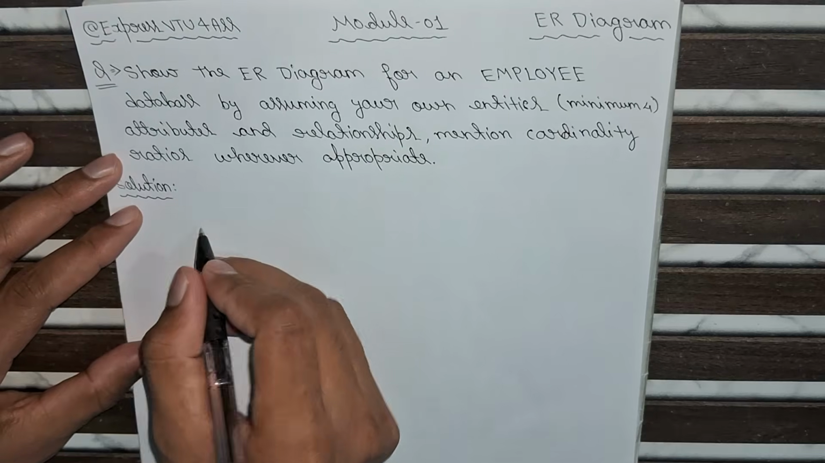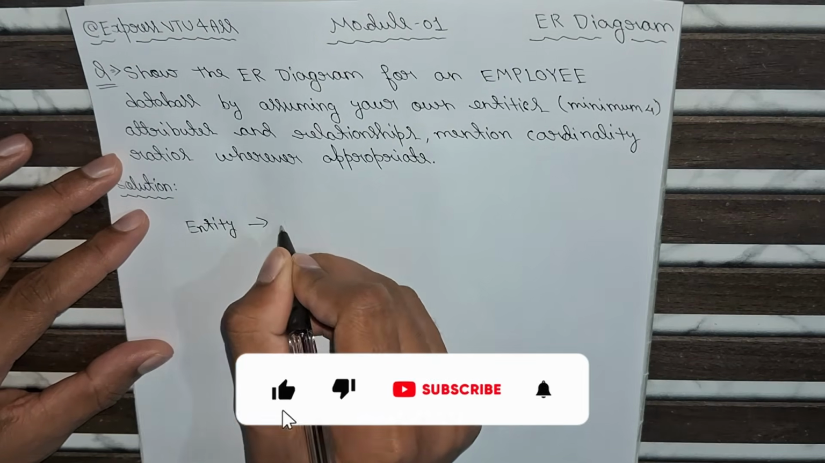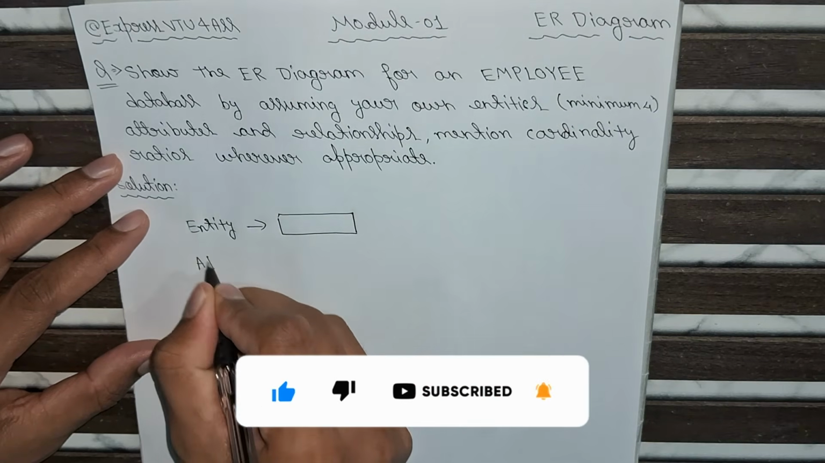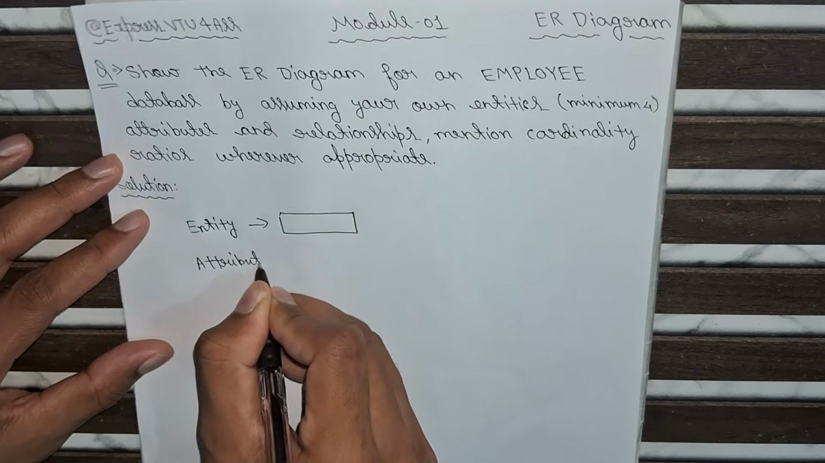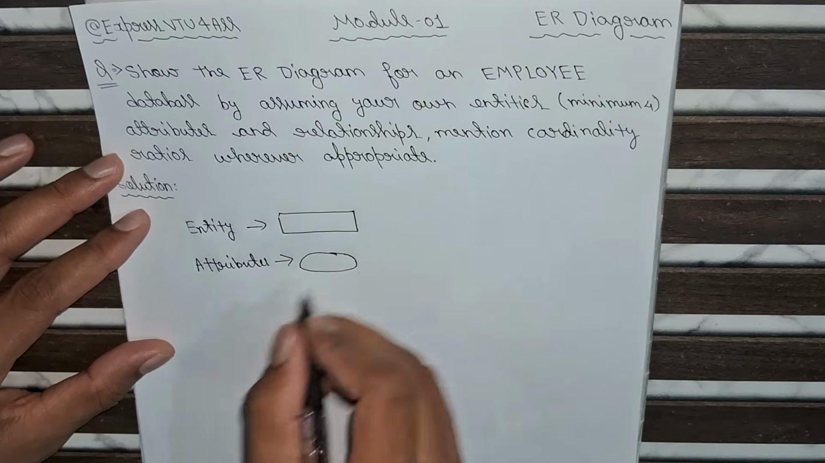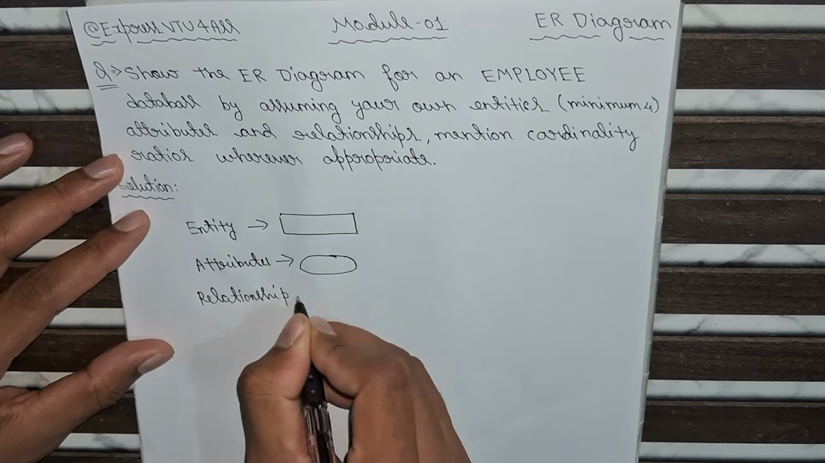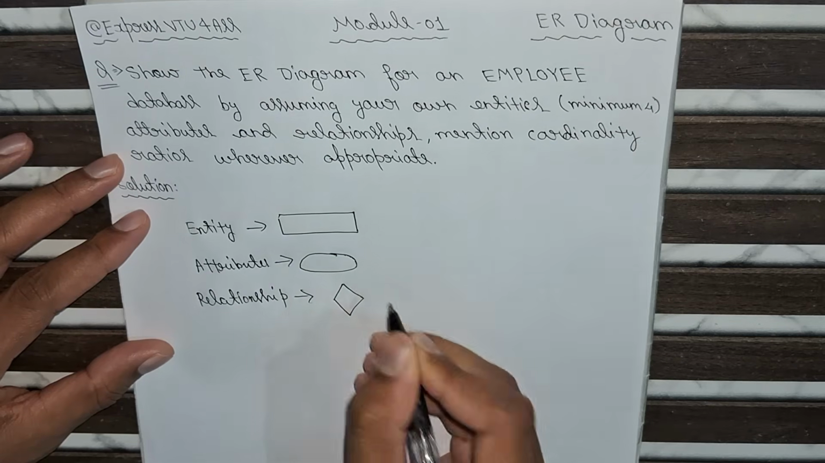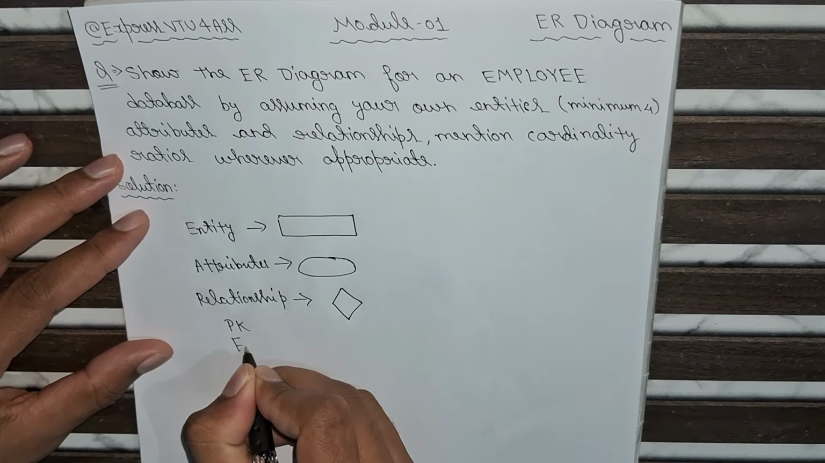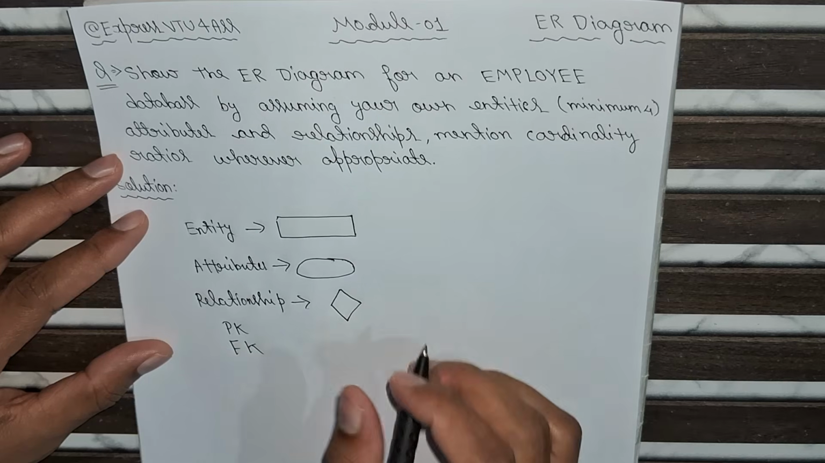So for the entity we use square brackets, and for attributes we use this ellipse shape, and for relationship we will use this diamond shape, and for primary key we use PK, and for foreign key we use FK. So these are the notations we will use to draw an ER diagram.